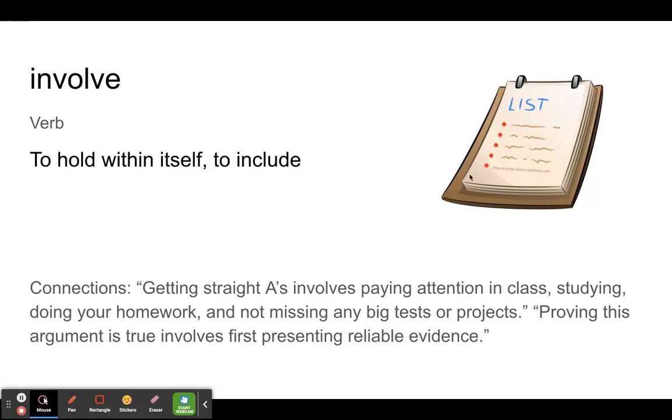So this one is a list, because when you're talking about what something involves, you're usually talking about a list of things that have to be done to go with that thing. Getting straight A's involves paying attention in class, studying, doing your homework, and not missing any big tests or projects. So all of those are what getting straight A's involves. Proving this argument is true involves first presenting reliable evidence. So this word involves becomes very useful when you're analyzing to say like, hey, what does this need to include before the author can say, yep, we've proved it.